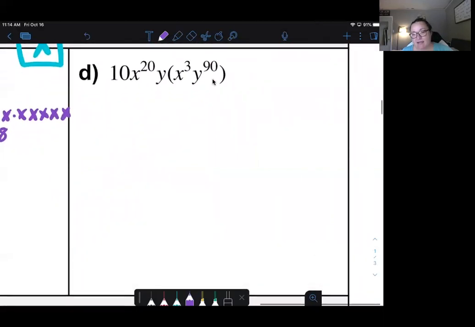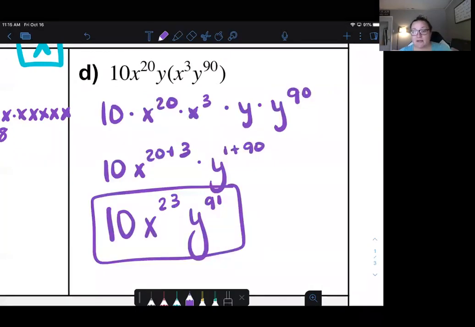Multiply 10 x to the 20th y times x to the 3rd y to the 90th. Remember, you can rearrange it and write the like parts by each other. Make sure you have multiplication in between them. Go ahead and multiply, write your final answer. Give it a shot. So your final answer should have been 10x to the 23rd times y to the 91st.